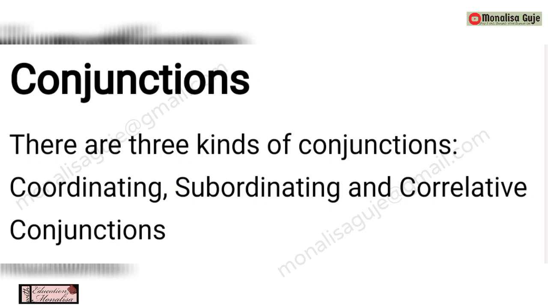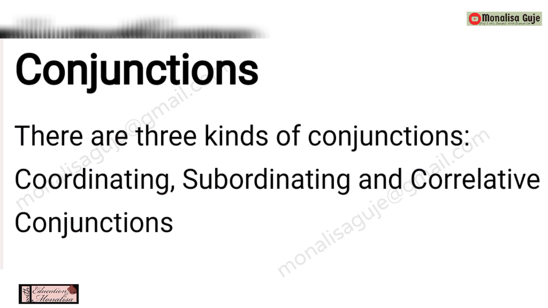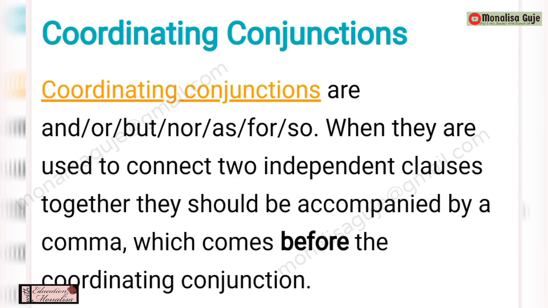Now here we'll begin to write it. Write the date, write conjunctions, then copy this. There are three kinds of conjunctions: coordinating, subordinating and correlative conjunctions. I'll be explaining the three different types of conjunctions in the upcoming video. Now you have to copy this. After you finish this, we'll go to the first one.